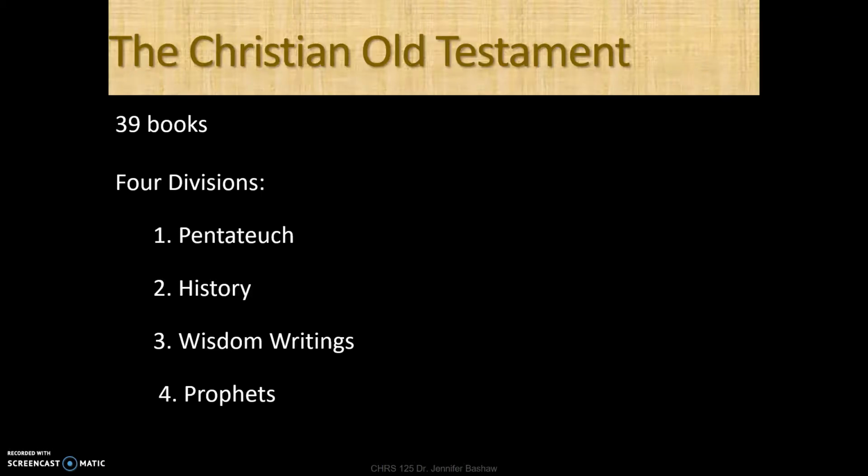So our 4 divisions in the Christian Old Testament are the Pentateuch, which is the same as the Torah, the first 5 books, and then books of history, which include Joshua, Judges, 1st and 2nd Samuel, 1st and 2nd Kings. We have wisdom writings, which involve the books of Proverbs and Job and Psalms, among others. And then our last division is the prophets, and these include the prophetic books that we typically think of, books like Isaiah, Jeremiah, Ezekiel, and all the minor prophets.